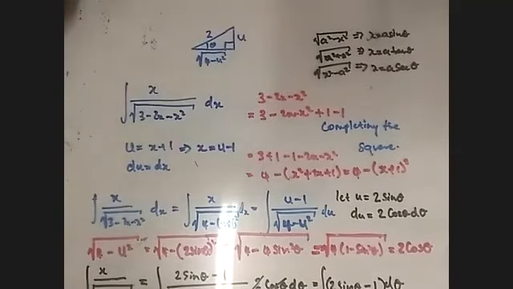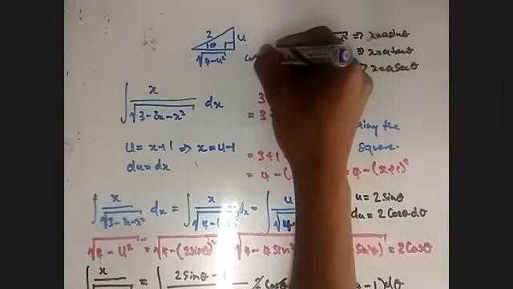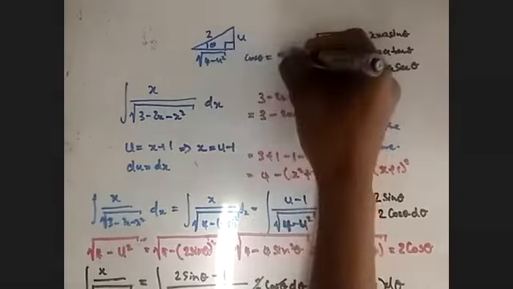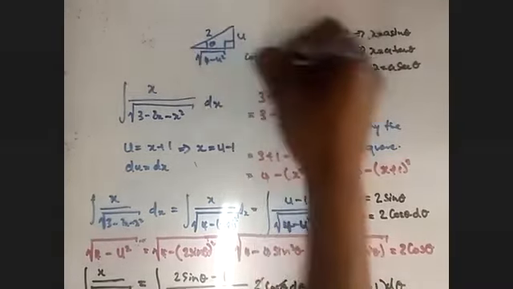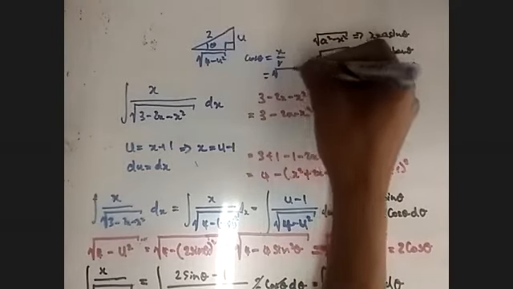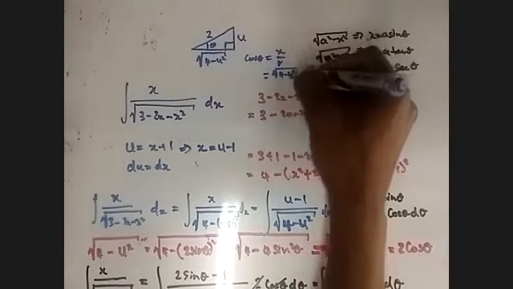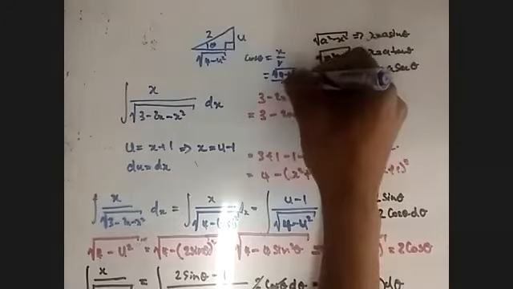Then we are going to find theta with respect to u from our triangle. I mean cos of theta. Let me just define it here. Cos of theta with respect to this becomes x over r. What is our x? Our x is given as the square root of 4 minus u squared all over r, which is just 2.